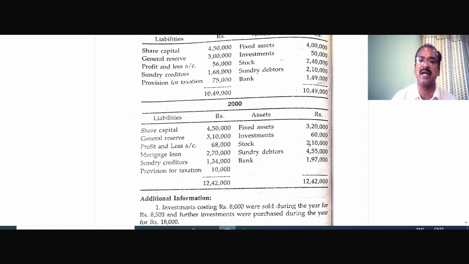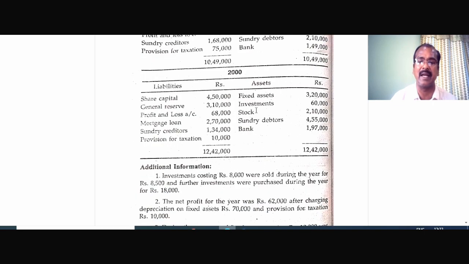Stock, decrease in stock, decrease in the current asset leads to a decrease in working capital. Sundry debtors, increase in sundry debtors, increase in the current asset leads to increase in working capital. Bank, you find increase in bank balance. So increase in the current asset leads to increase in working capital. So these aspects you consider in the schedule of changes in working capital and find out what change has taken place in the amount of working capital during the current year 2000 comparing that of the previous year 1999.